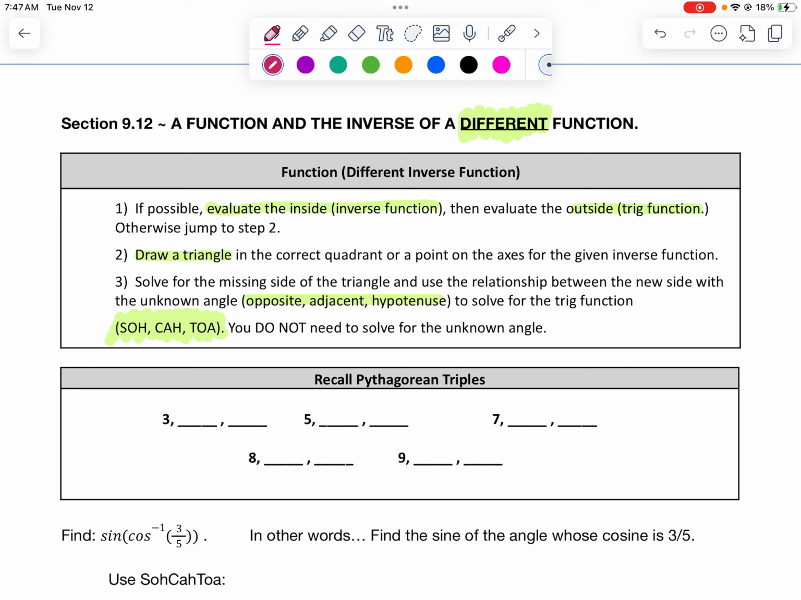And with this, right, we know our Pythagorean triples. We have to recall them. The first one we all know is 3, 4, 5. Second one is 5, 12, 13, 7, 24, 25, 8, 15, 17, and then 9, 40, 41. And the list goes on and on. But these are the most common 5.